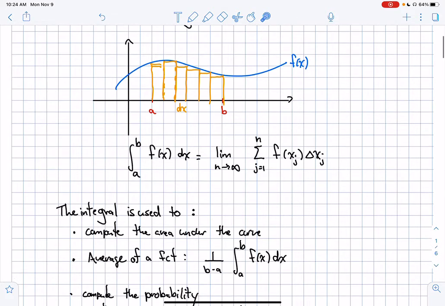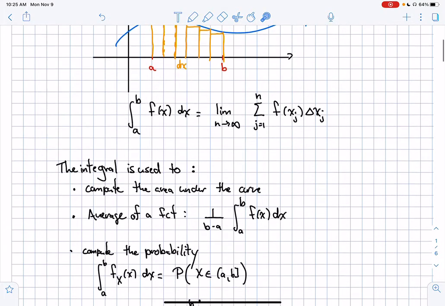Now, we know that very well, and this integral is used for many things. As we see from the picture, it equals the area under the curve, so you can use the integral to compute the area under the curve, but you can use it for many other things. For example, you can also compute the average of a function. What's the average? Well, you integrate from a to b. It's like summing all the values of the function, and you divide by the length of the interval. That gives you the average of the function on the interval ab.